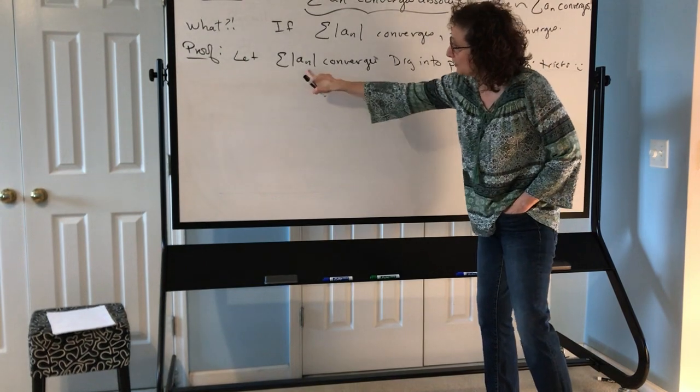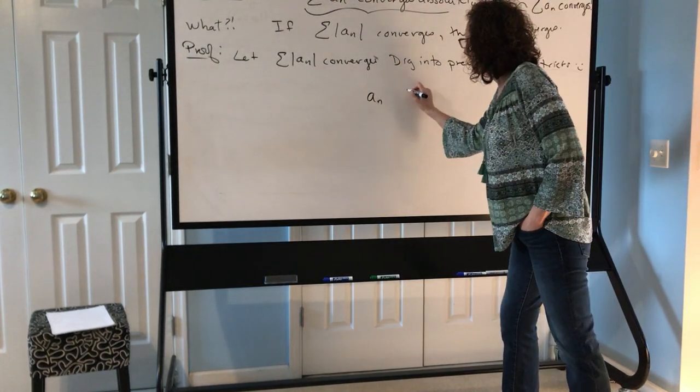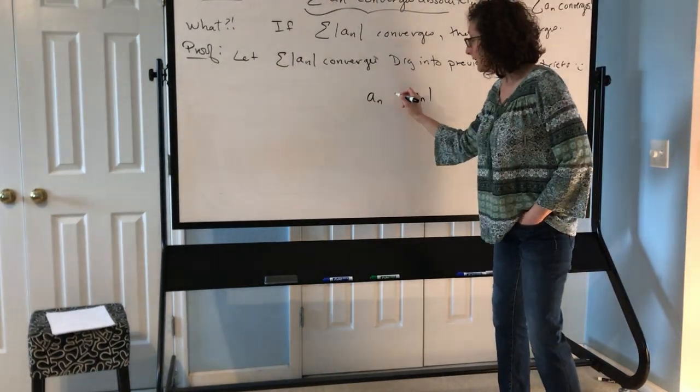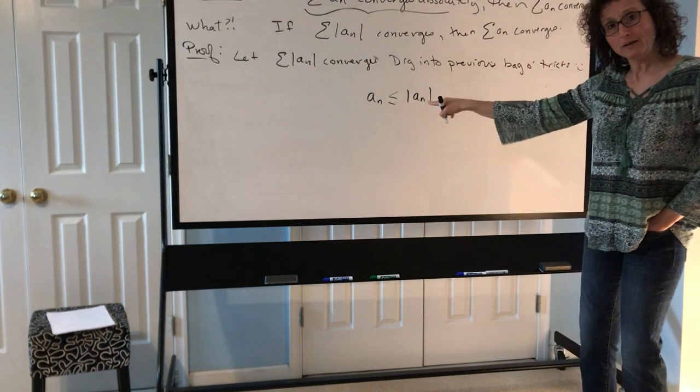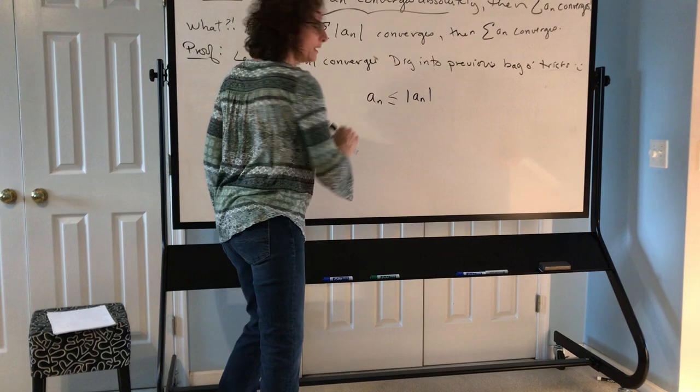Well, what is the other thing that we have? The absolute value of AN. So what's the relationship between AN and the absolute value of AN? Which one's bigger or equal to? Good. That's always true. This guy could be negative.